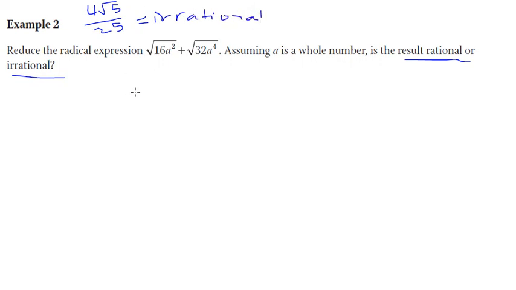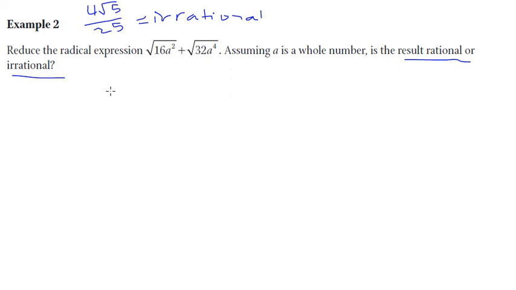So now we're going to look at this next problem here. We have the square root of 16a squared plus the square root of 32a to the fourth. So we know that this is an even index. We have a 2 on each one of these. So I'm going to be able to get that out of there pretty easily.